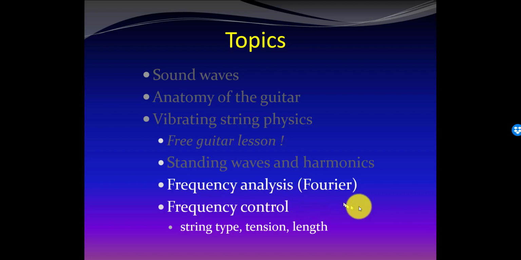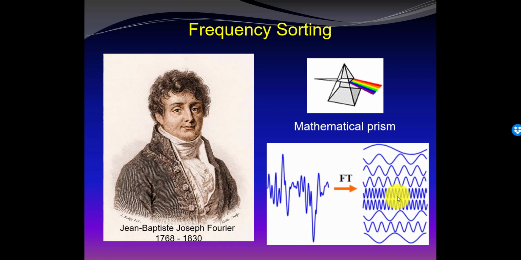Frequency analysis and control of frequency. Jean-Baptiste Joseph Fourier was a famous mathematician and scientist, and he developed a technique that allows sorting of different frequencies on any audio signal as shown here. These signals can be decomposed into a set of sinusoidal waves added in a weighted fashion. This is similar to splitting white light into its color components, but it's done mathematically.